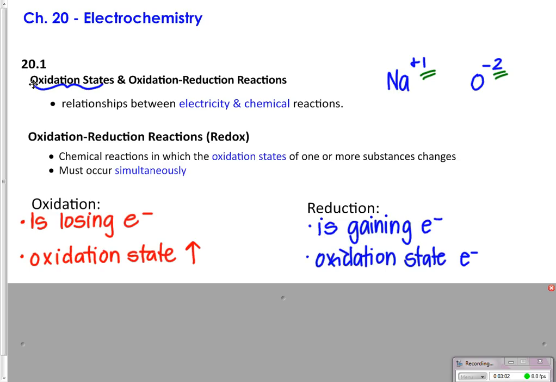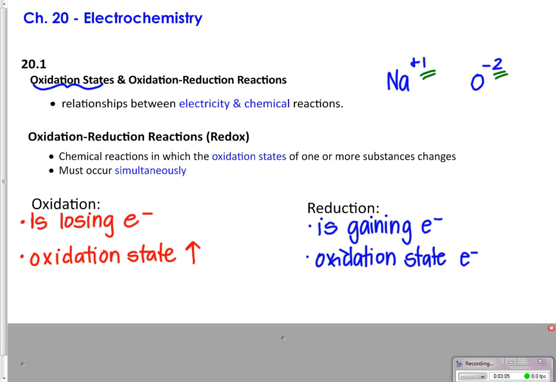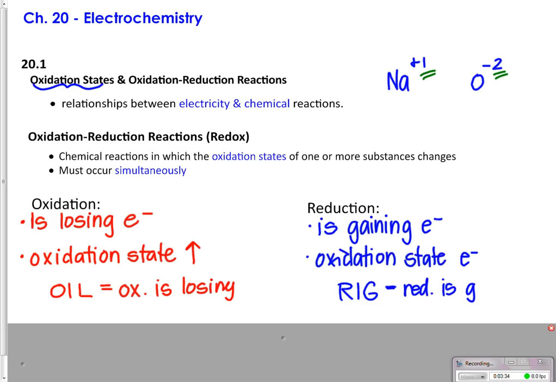Okay. Now, there's a couple ways you can help yourself remember this, and there's 2 different phrases that I've used over the years to help kids remember. But one is oil for oxidation, and then for the other part, oil rig. And I'll explain what that means. So for oil, it's oxidation is losing. And the rig is reduction is gaining. So if you can remember oil rig, oxidation is losing, reduction is gaining, oil rig.